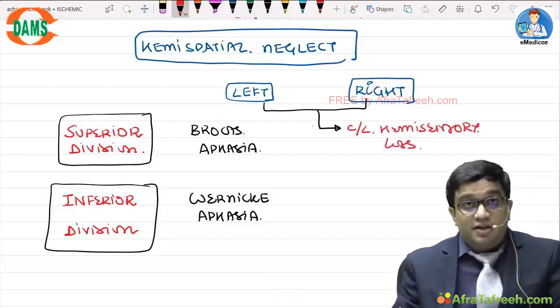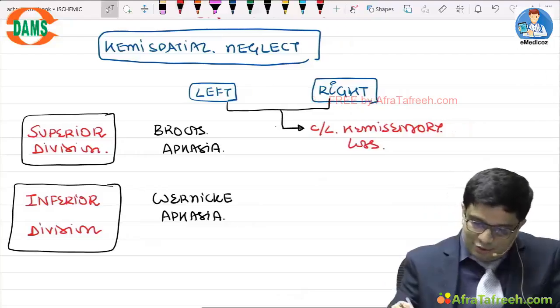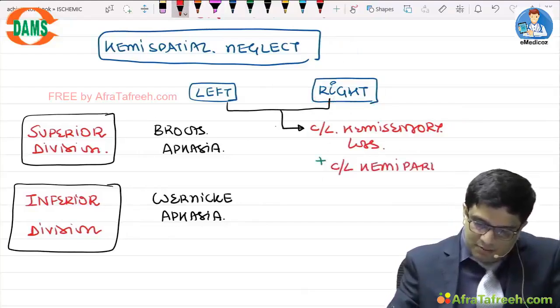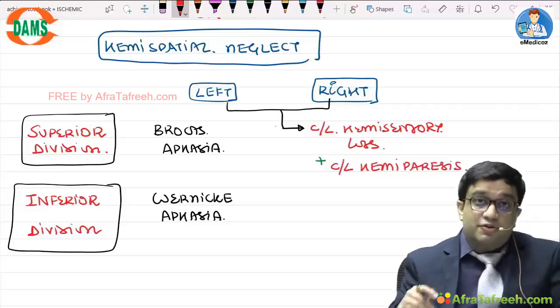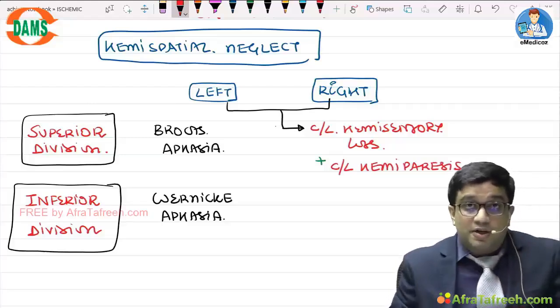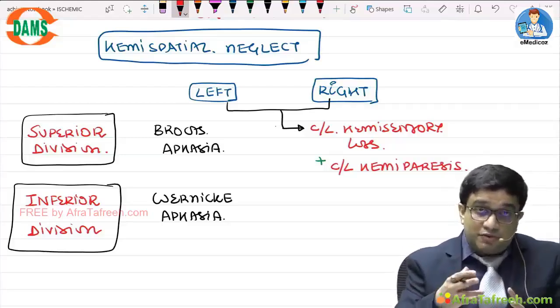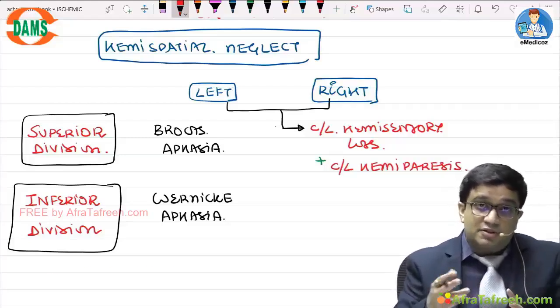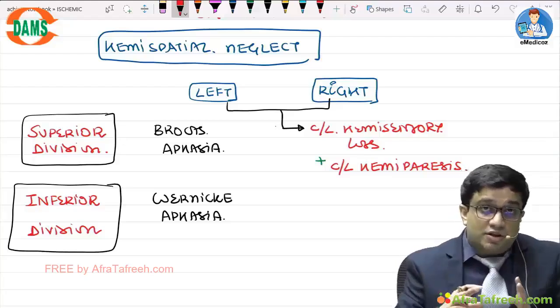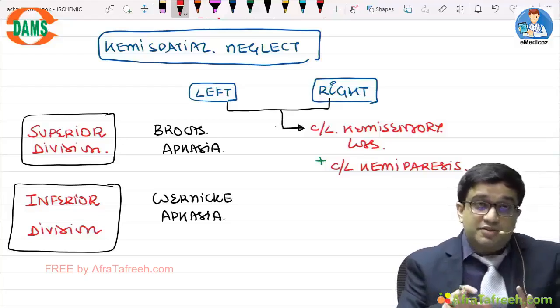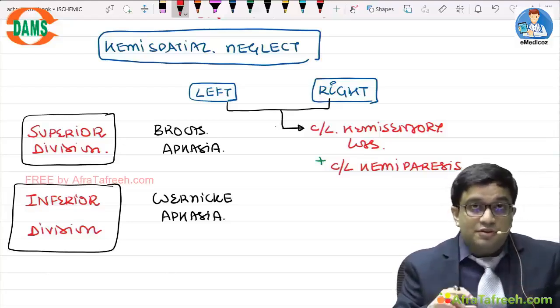And of course, one thing added, more important than this, is the contralateral hemiparesis also. Why hemiparesis this time? Because the superior division supplies the frontal lobe, the motor cortical part, and a lot of the corticospinal origin is also from the parietal cortex. We have discussed this in the cortical functions. So contralateral hemiparesis with hemisensory loss with Broca's aphasia, superior division.